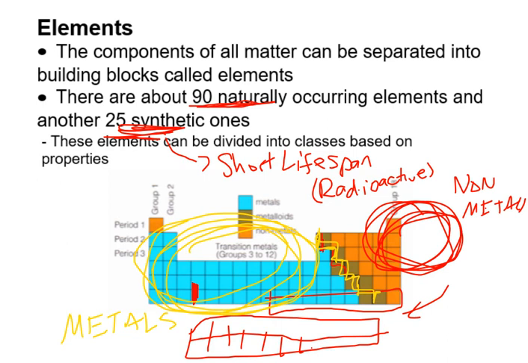I know the table that I gave you isn't in color. I'm sorry. We don't have a color printer this big. But most of these things over here are solids, and these over here are gases or liquids because they're not made of metal.